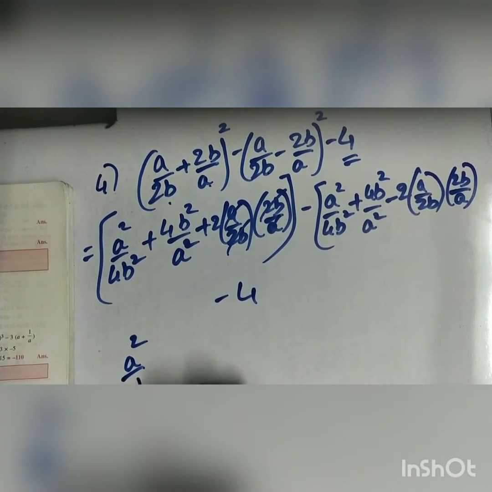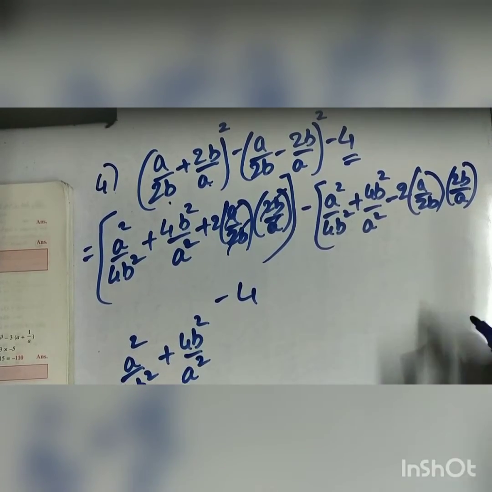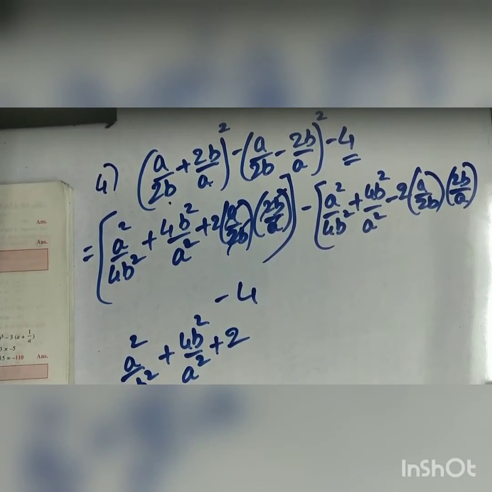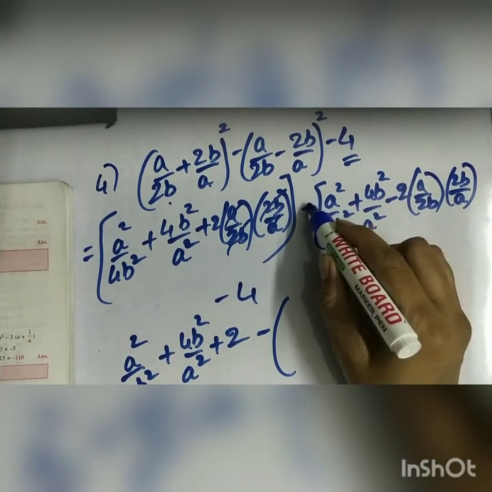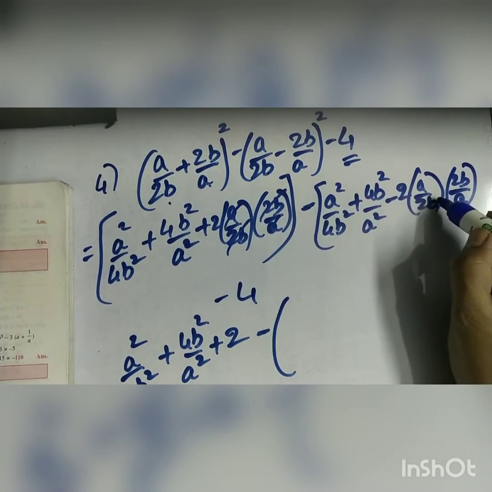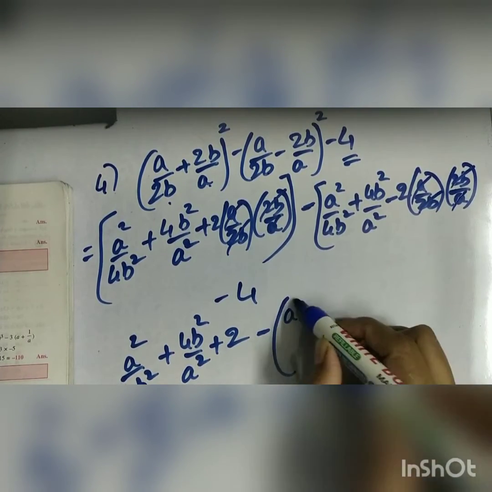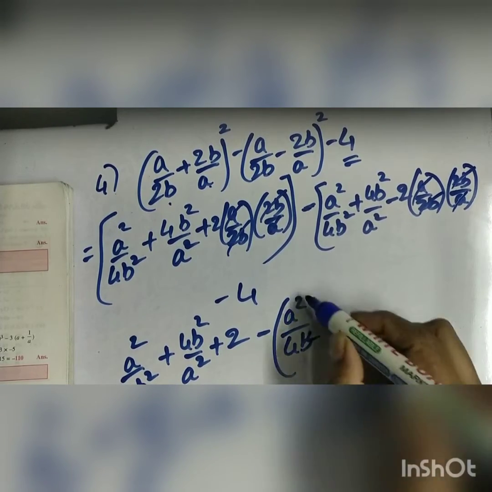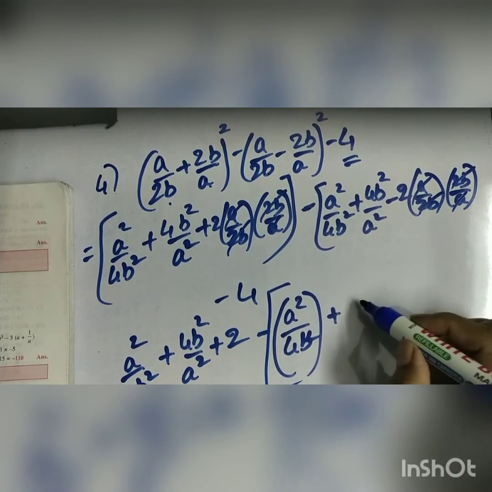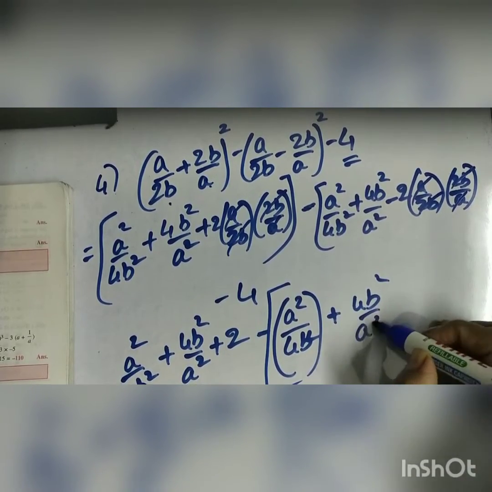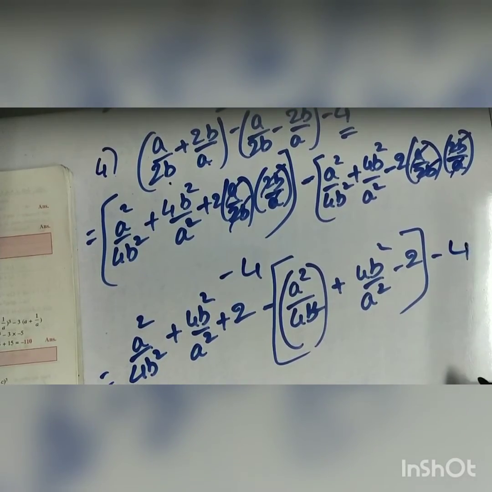A square upon 4b square plus 4b square upon a square, and we'll keep this 2 as it is and we'll open the bracket. Next comes here. This we'll keep in the bracket because there's a minus sign here. So 2b gets cancelled here. A gets cancelled. I'm going to keep a square upon 4b square plus 4b square upon a square minus 2 here and minus 4 which is remaining.